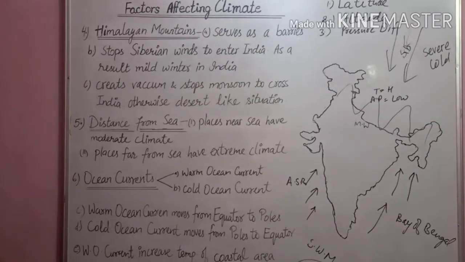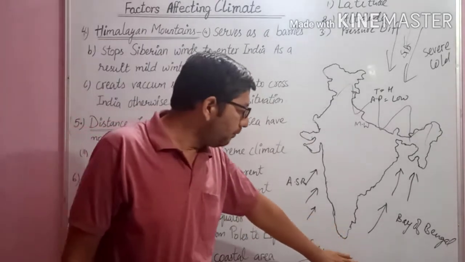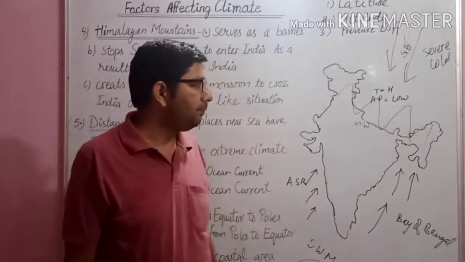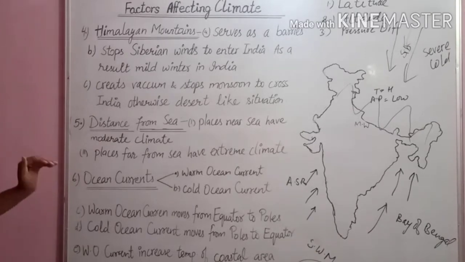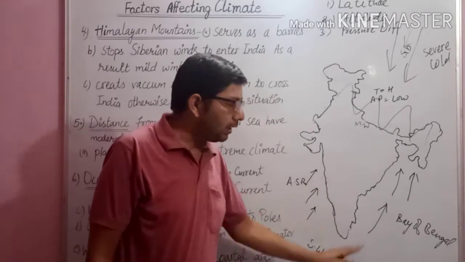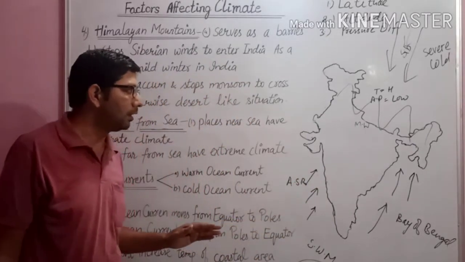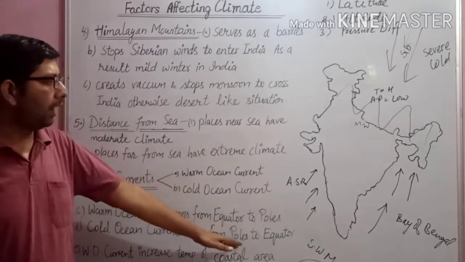Next one is the distance from the sea. We have already discussed the sea water that heats late as compared to the land mass of any particular area. So what happens? The areas which are near to the sea, because the sea receives the heat of the sun, gets heated slowly as compared to the land mass.